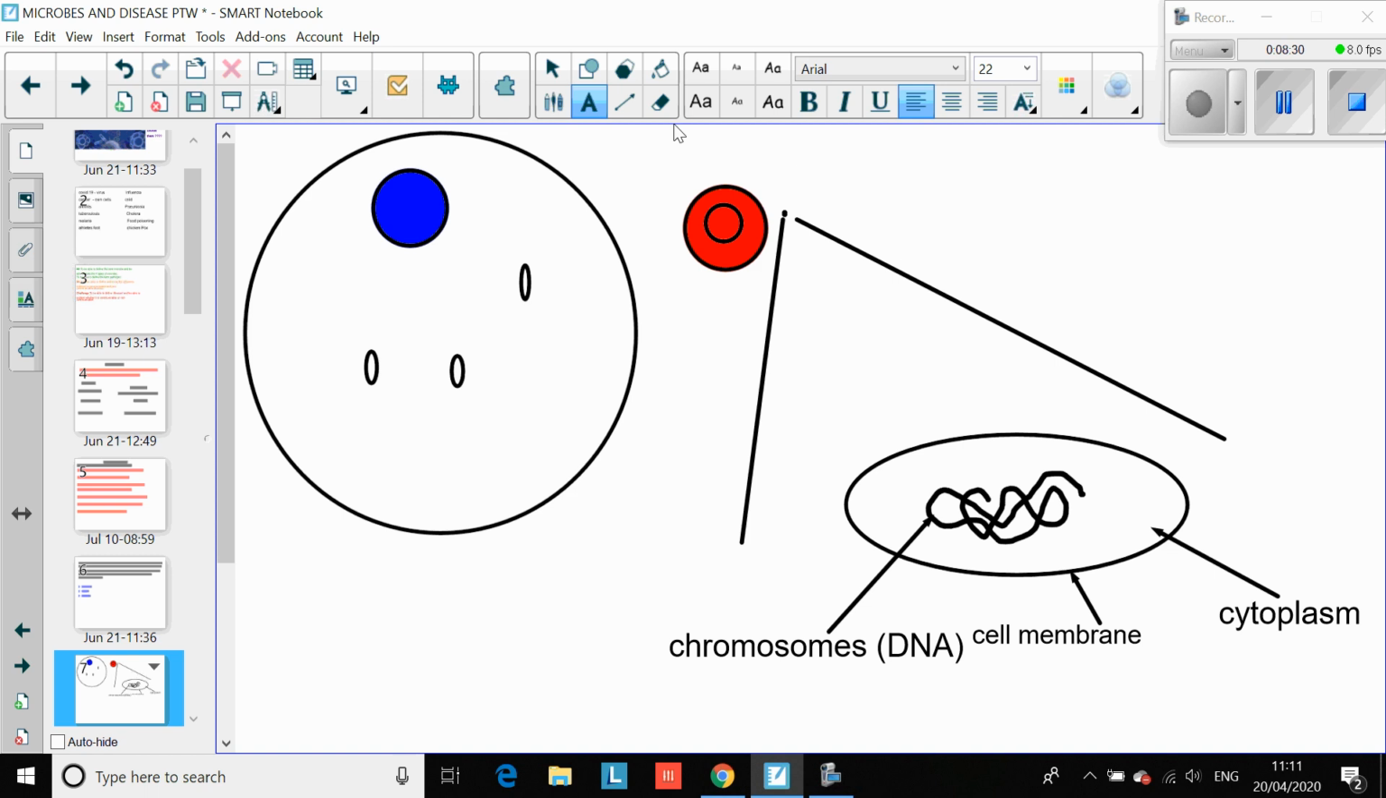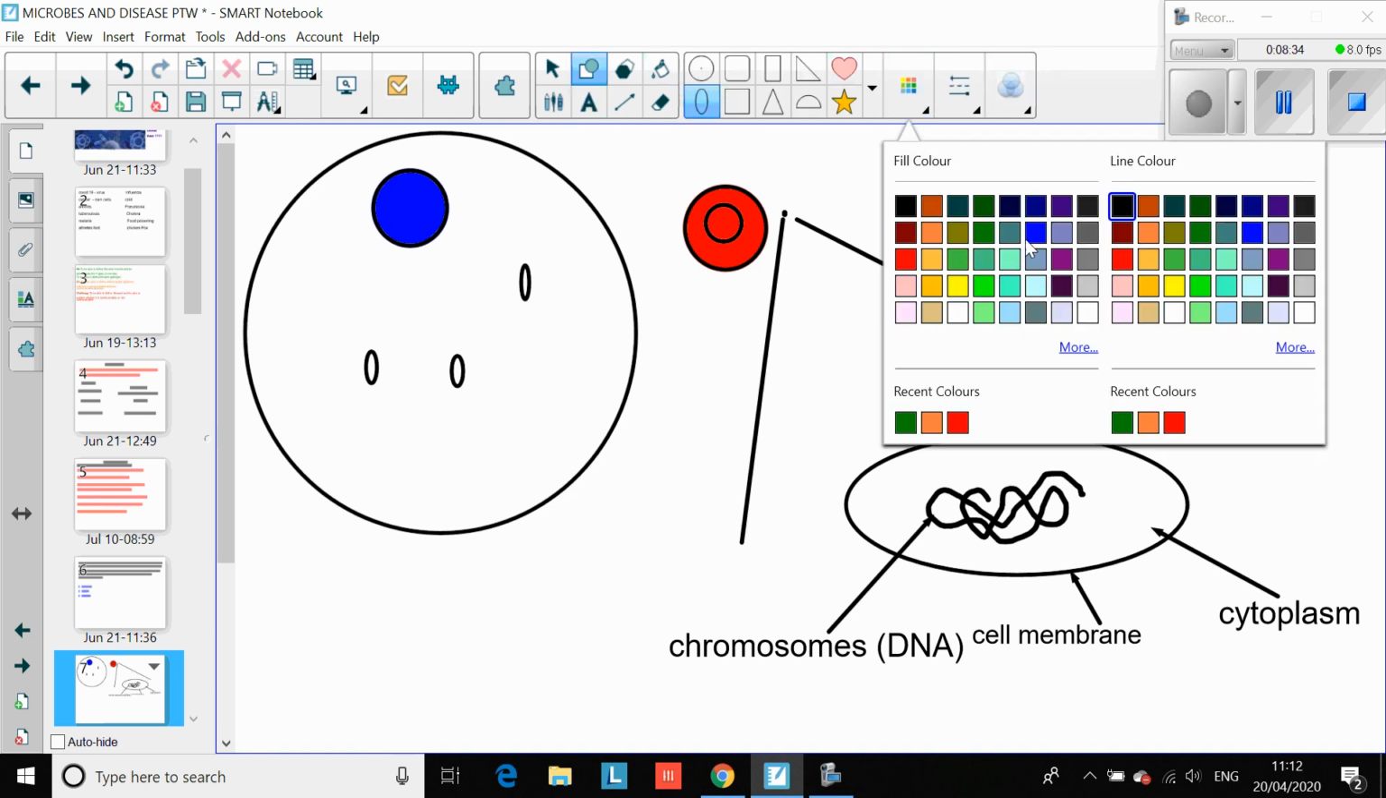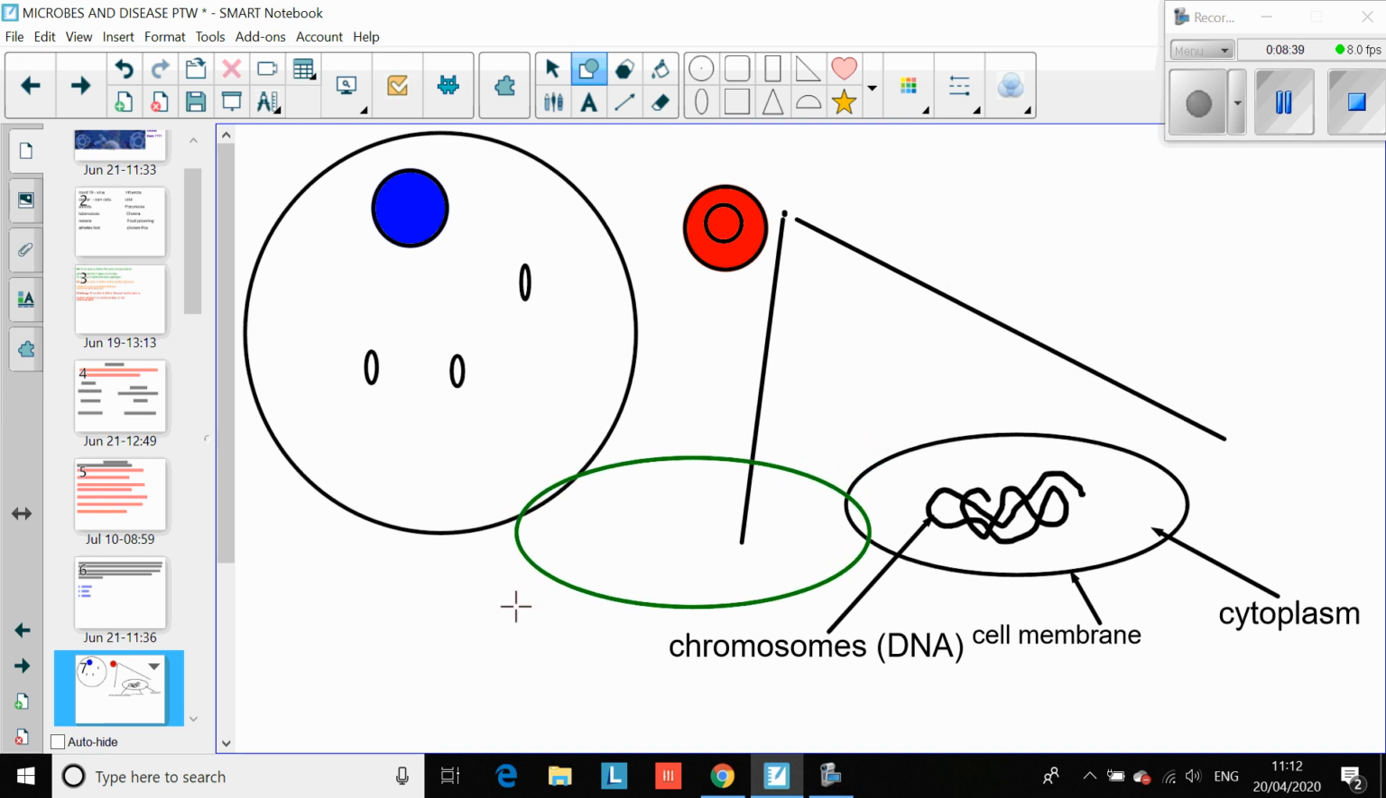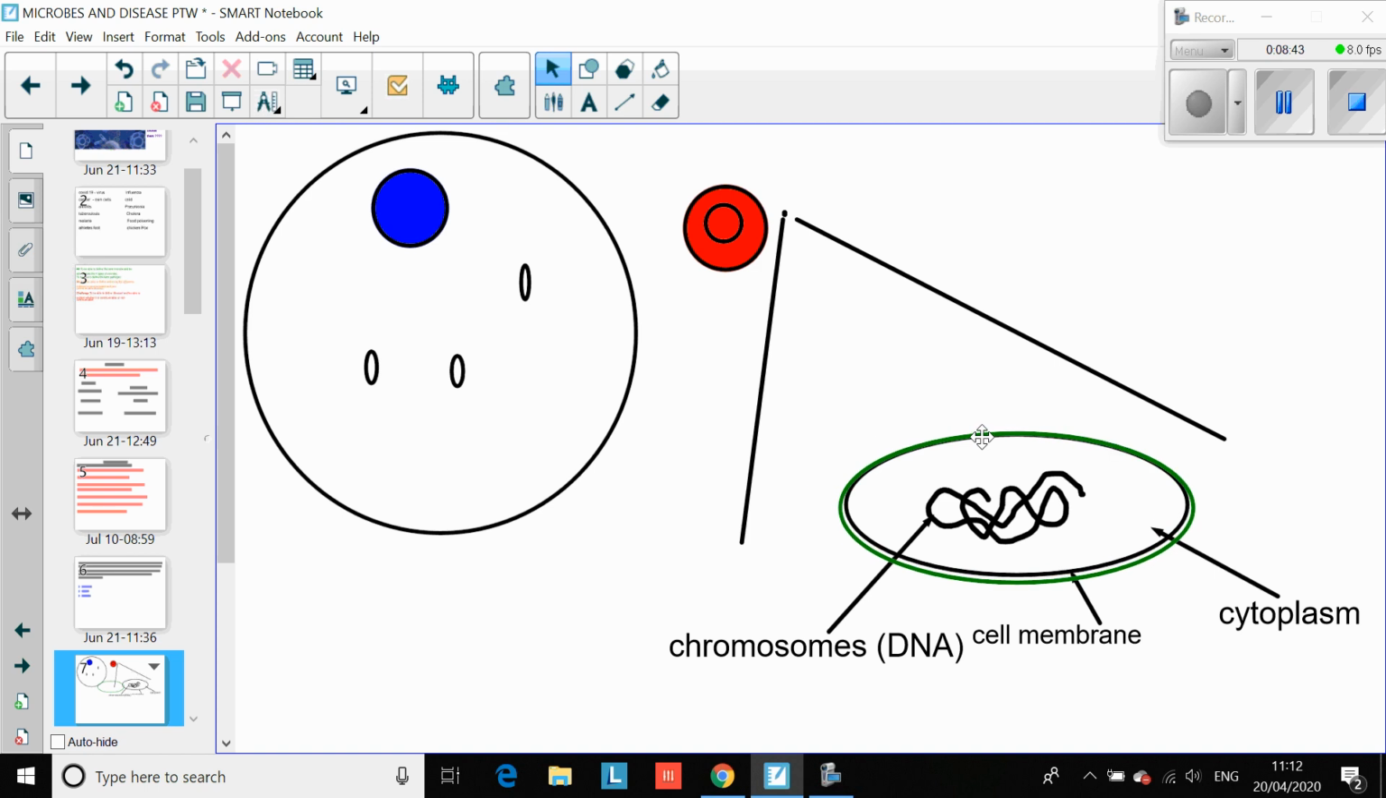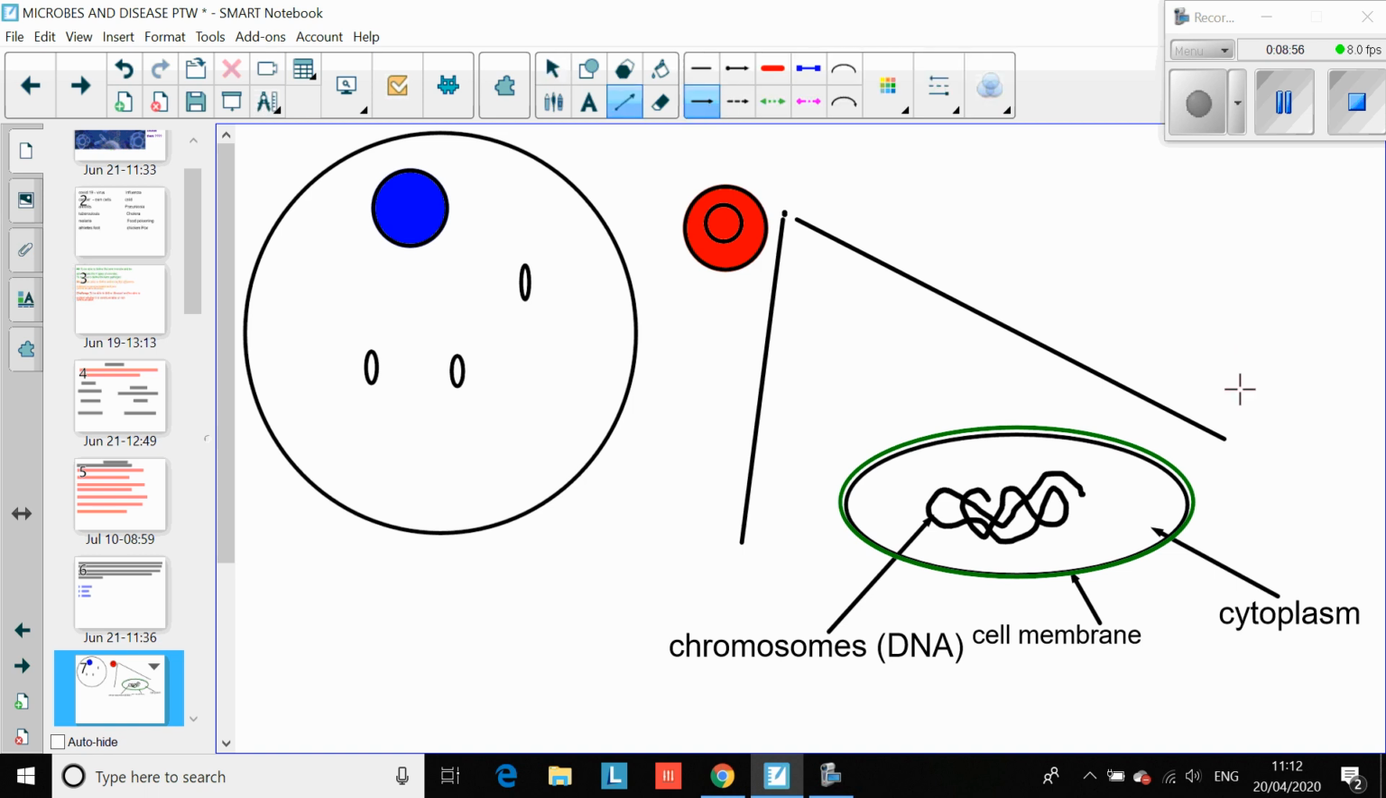Okay, so I'm going to go through those now. Firstly, some bacteria have an extra protective layer. So I'm going to draw that in there. Okay, there it is. They have an extra protective layer called a cell wall. You might be familiar, plants have cell walls, except these ones are usually made of different material to plants, but we'll add that in. So you can add that in, cell wall.